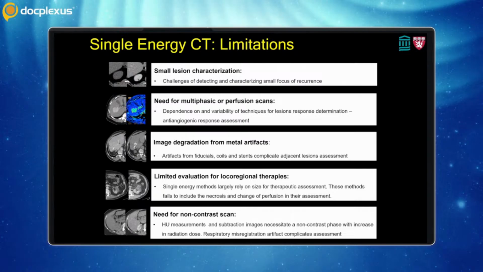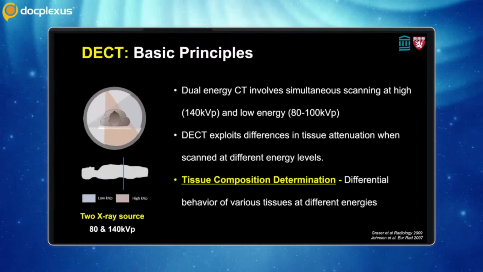So now let's see the recent innovations in CT, that is dual energy CT, and how it helps overcome some of these limitations. Now, dual energy CT by principle when it was introduced is a CT scanner which allows simultaneous scanning at high and low energy. When a tissue is scanned at different energies, the different tissues behave differently. That is, a dual energy CT exploits the differential behavior of tissues at different energies to determine composition of tissues.